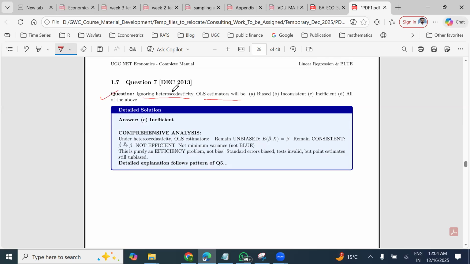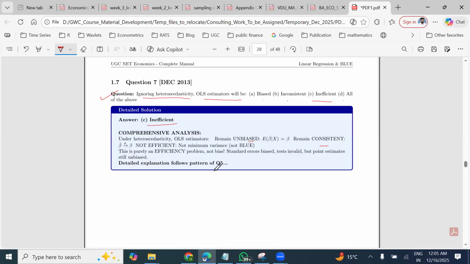Now the answer, I will not discuss it in detail. Ignoring heteroscedasticity, the WLS estimator will be biased, inconsistent, inefficient, or all of the above. Don't see the answer, just tell me. Madhusmita: Sir, inefficient. Yes, you need 2 seconds to answer this. So C is inefficient. Already we know that: unbiased, consistent, but not minimum variance.